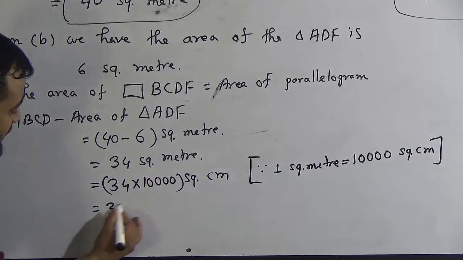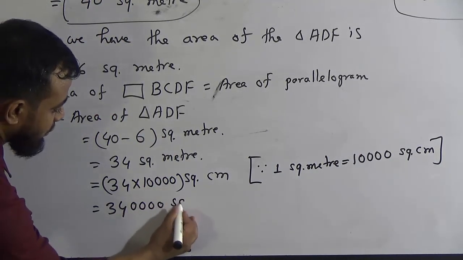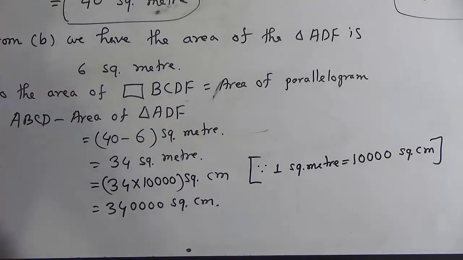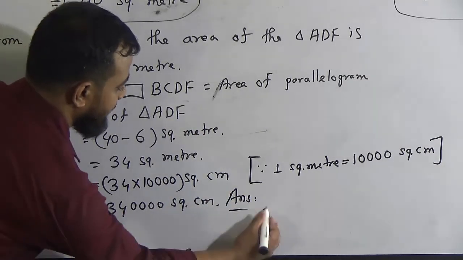That's equal to 34 and 4 zeros. 1, 2, 3, 4 zeros are there. Square centimeter. Okay, dear students, this is our required answer of this problem.